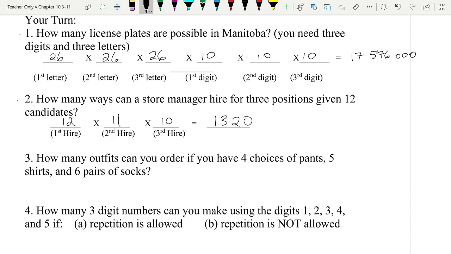How many outfits can you order if you have 4 choices of pants, 5 shirts, and 6 pairs of socks? Well, 4 times 5 times 6. How many ways can I do task A, which is put on pants, task B, which is put on shirt, and task C, which is put on a pair of socks, and 120. And I would like to point out, I'm just copying the notes the way they come from the curriculum. I disagree with this answer, because what if I mix and matched my pairs of socks?